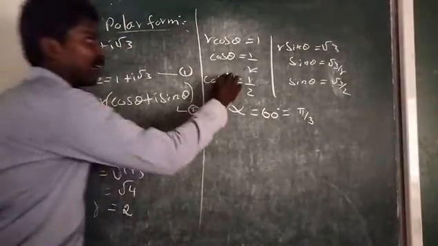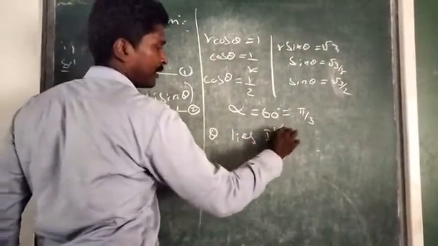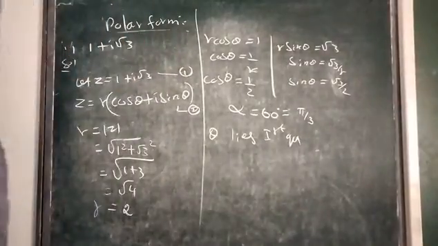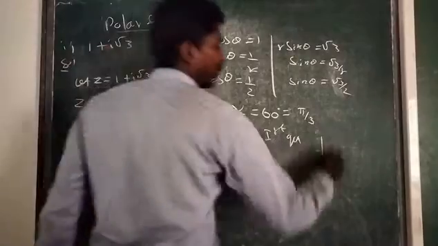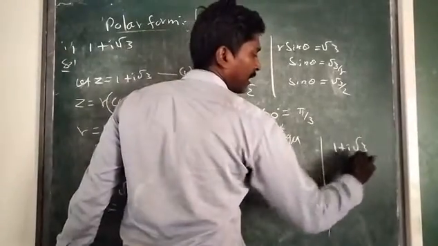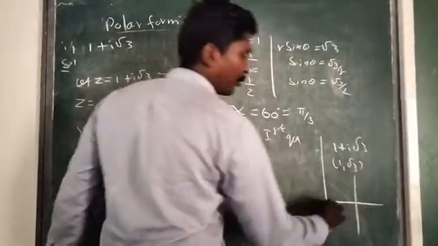Now you want to confirm which quadrant theta lies in. Theta lies in the first quadrant. How do we say that? Take the number 1 plus i root 3. Converting it to a point, it becomes (1, root 3). Both are positive.